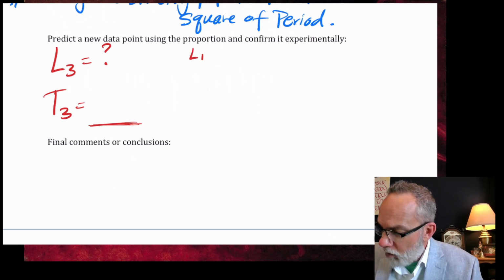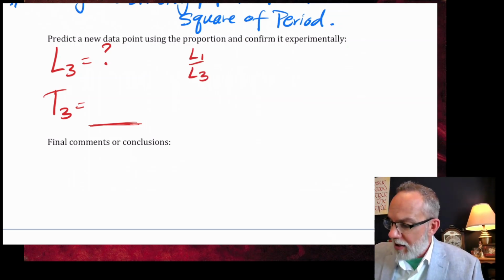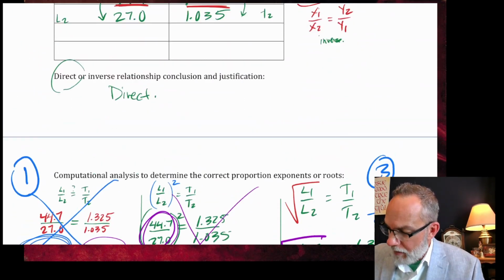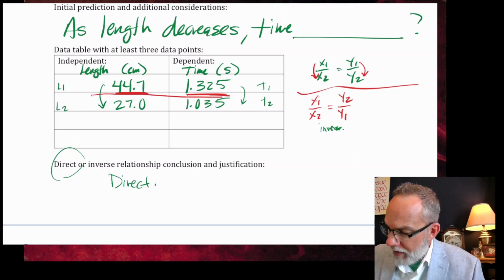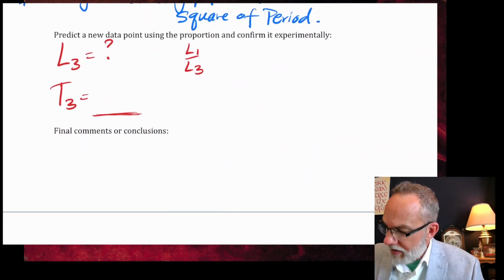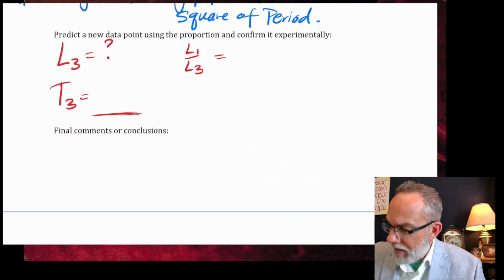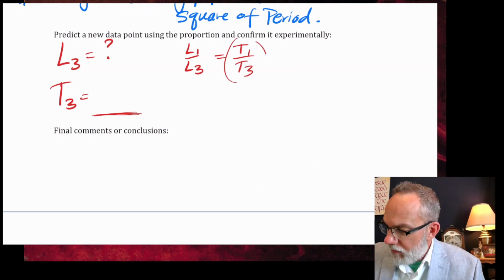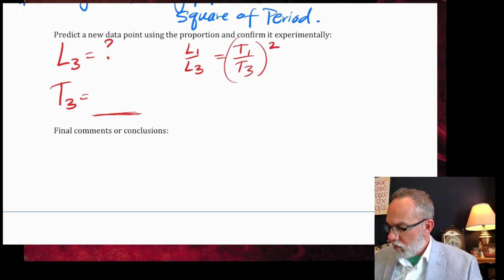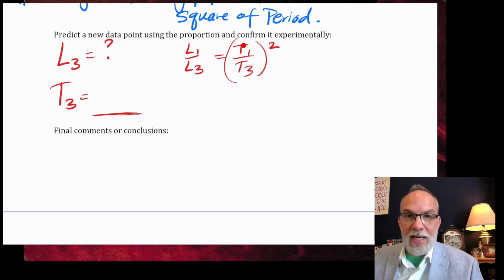You're going to say L1 compared to L3 now. Because let's go back and let's use the original L1. Let's use this data point right here. You're going to say L1 is to L3 the same way time 1 goes with time 3 if you square them. And you're going to know this because it's in your data table. You're going to know this time because it's in your data table if you scroll up. And you're going to get a new time from that new pendulum video that you're going to watch.